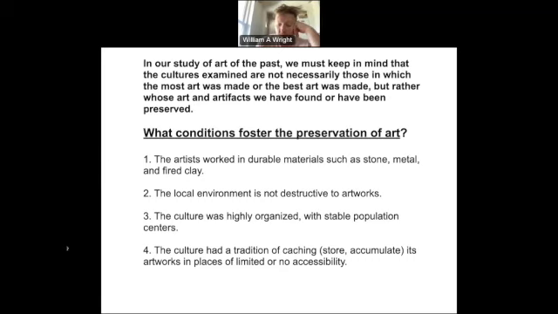Or if it's a type of environment where artwork is being made on an island, and then the volcano erupts and everything gets destroyed, or the ocean covers it, right? That's not a local environment that's conducive to keeping artworks around.